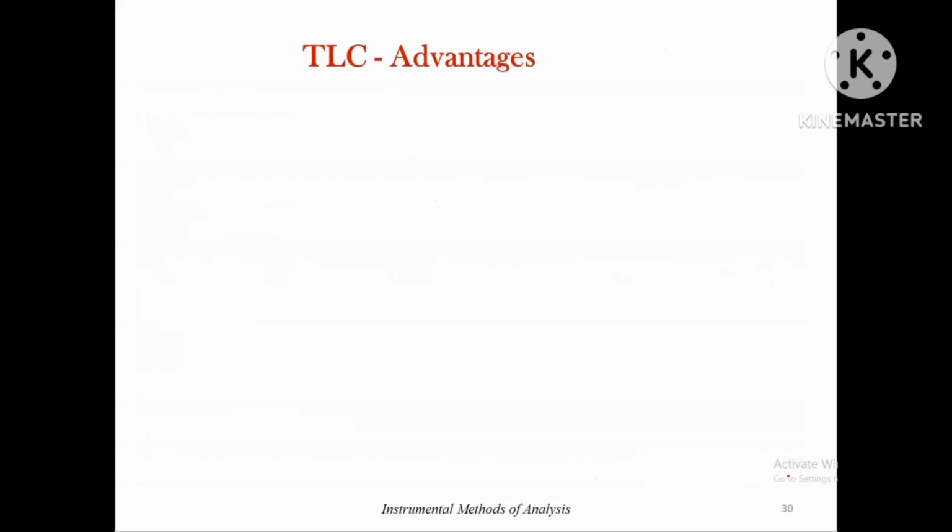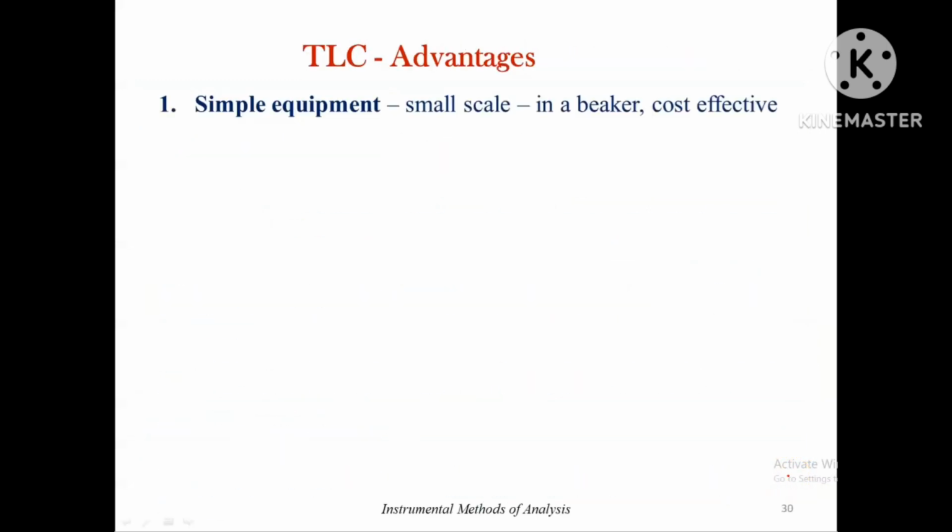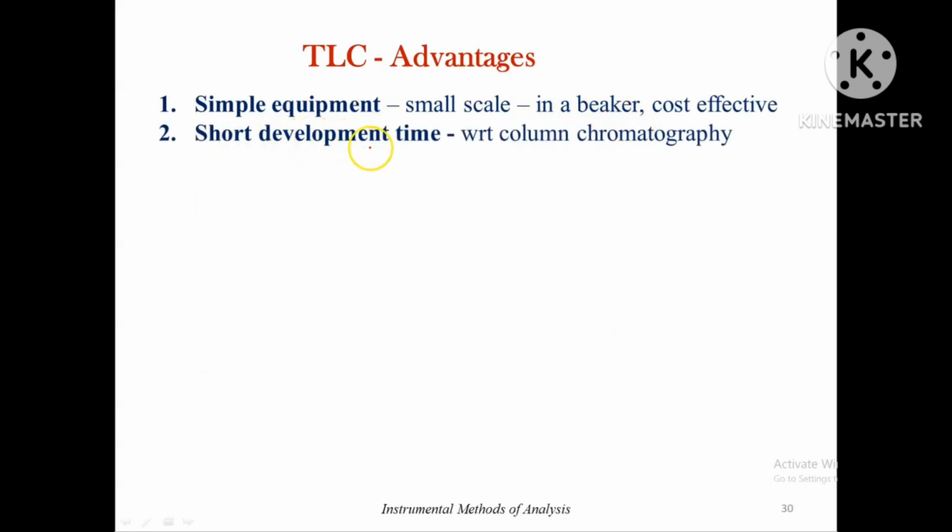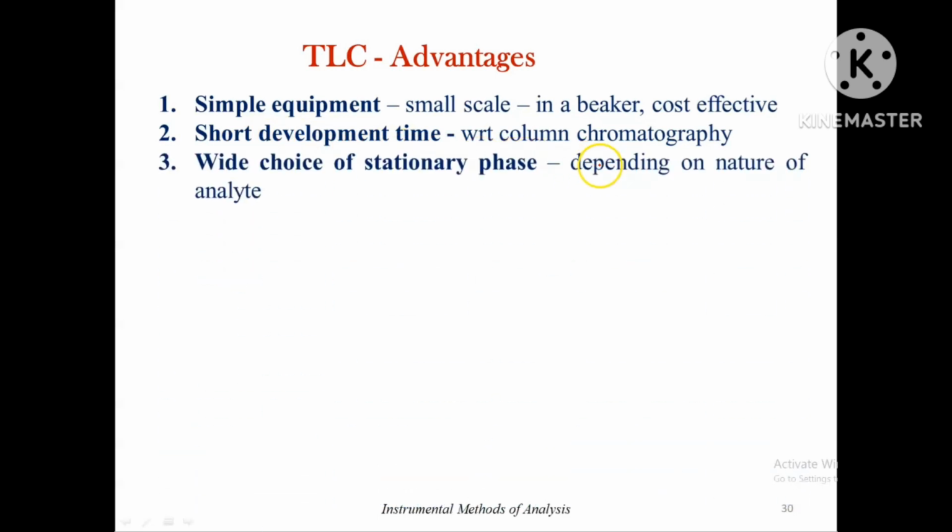Advantages of TLC. The equipment is very simple to construct. If the separation is meant for small scale, it can be done even in a simple beaker. In that way, this technique is cost effective. It requires a short development time when compared with column chromatography. There is a wide choice of stationary phases, and the stationary phase is always selected based on the nature of the analyte to be separated.